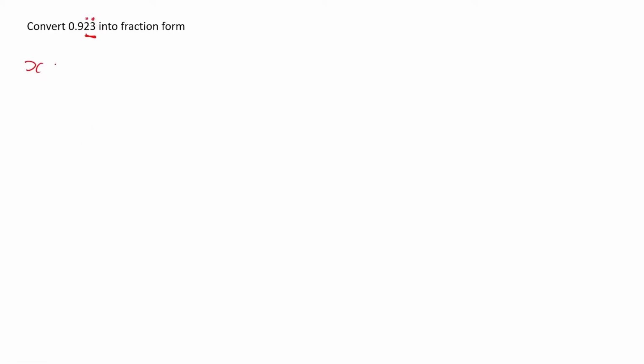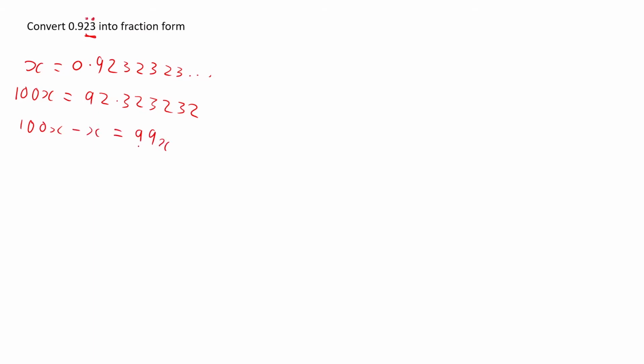So x is equal to 0.9232323 and so on. As there are two recurring numbers, we multiply x by 100. 100x is equal to 92.32323. Now 100x minus x leaves us with 99x.